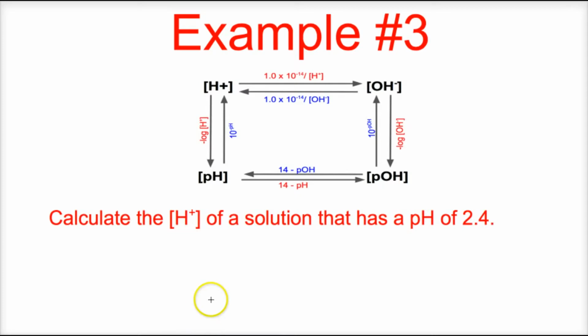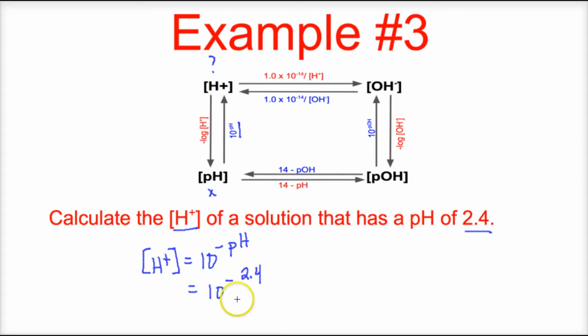All right, in this third example, it says to calculate the hydrogen ion concentration. So we want to know the hydrogen ion concentration of a solution that has a pH of 2.4. So we know the pH is 2.4. We want to figure out the hydrogen ion concentration. And the way that we do that is to take 10 to the negative pH, or the inverse log. Okay, so in this problem, to get the hydrogen ion concentration, I will take 10 to the negative pH, and this is 10 to the negative, it looks like 2.4.